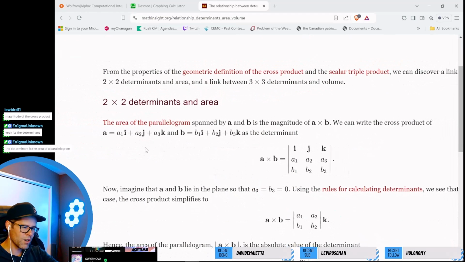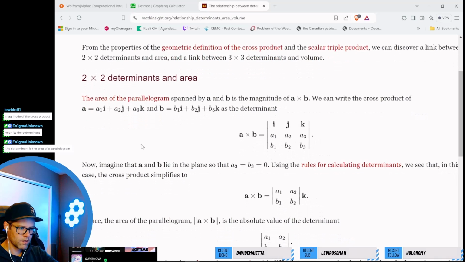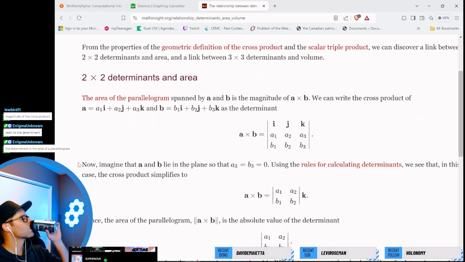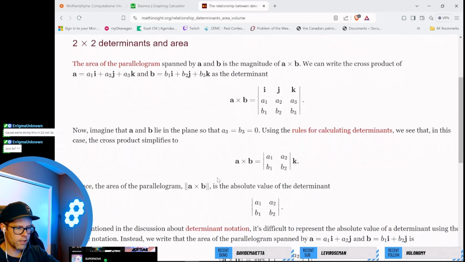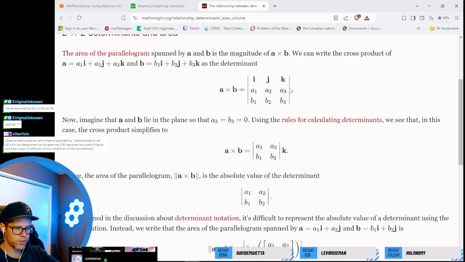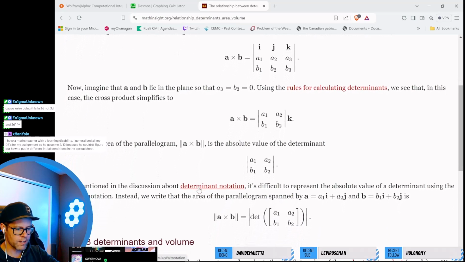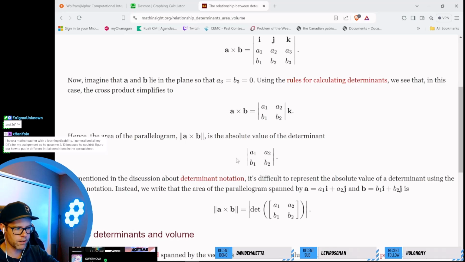Oh, have we done the cross product, though? Yeah, Lou, that's what I'm looking at. The magnitude of the cross product is going to be the area of the parallelogram, but I don't know if we've covered the cross product in our course or not. I don't remember seeing the cross product. Oh yeah, I see. So let's see. Now A and B lie in the plane. So yeah, the third components are 0, right? So using the rules for calculating this, hence the area of the parallelogram is the absolute value of the determinant of the vectors.